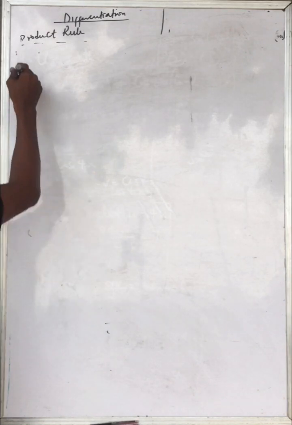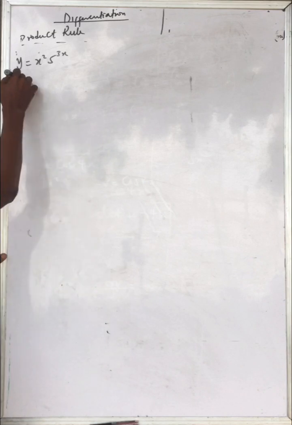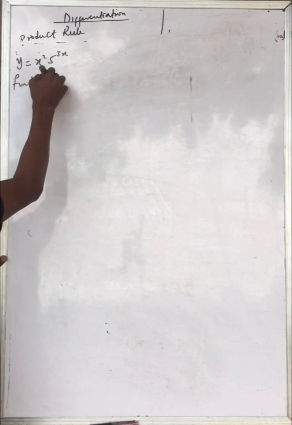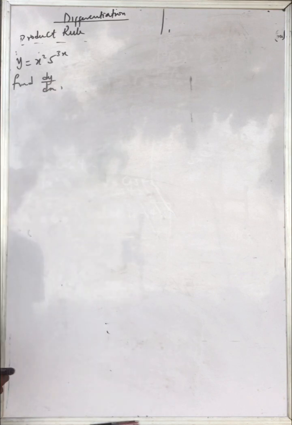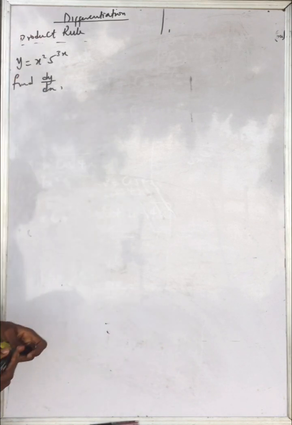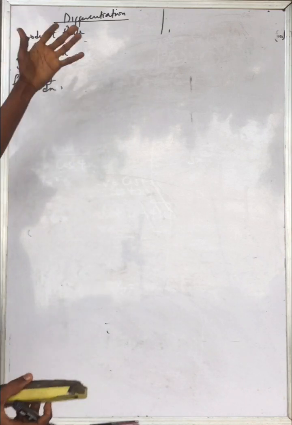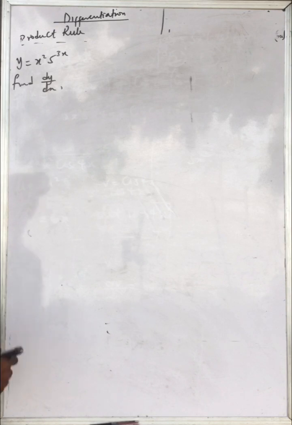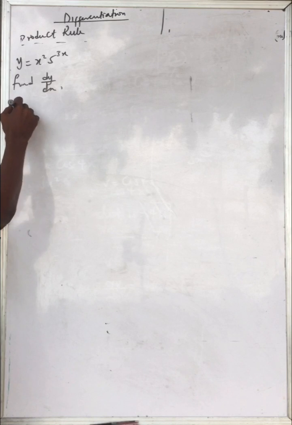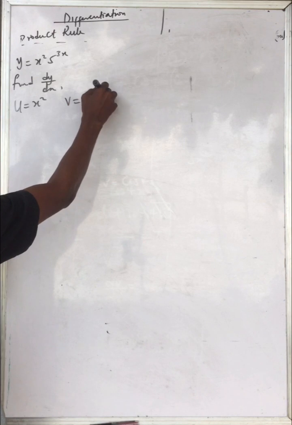Let's assume y is equal to x squared times 5 raised to power 3x. Find, if y is that, find dy/dx. That is, differentiate y with respect to x. Now first of all, remember, this one looks similar to your product. So since it is similar, we can write this one as x squared multiplied by 5 raised to the power of 3x. That means we can split this into terms of u and v. So by splitting, I will have u is x squared and v is 5 raised to power 3x.